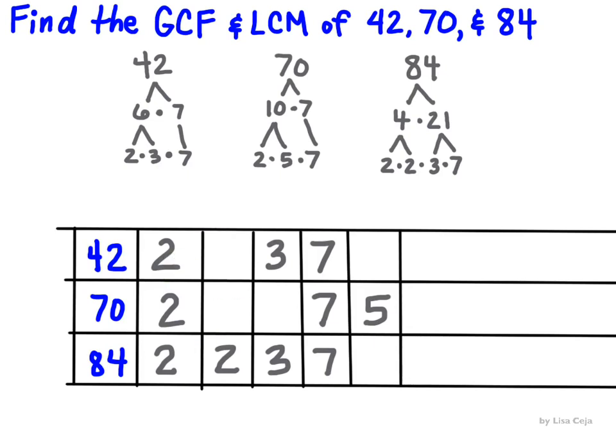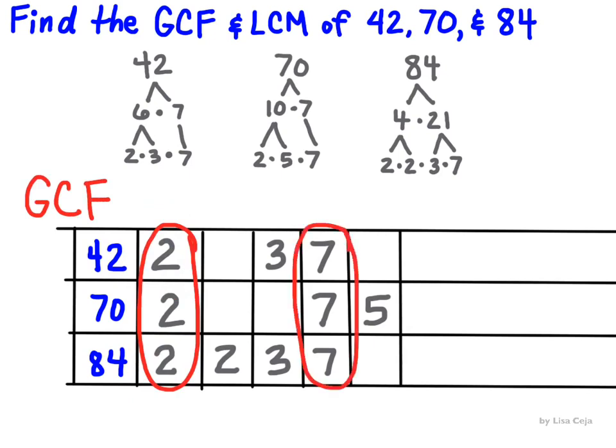All right, so how do we find GCF? It's really cool because what do they have in common? What do these 3 numbers have in common? Well, now it's very easy to see. It's going to be this column, they all have in common, and this column, these 3 numbers have in common. So what you do is for those factors of 2 and 7, you multiply them, and you get 14. So the greatest common factor of 42, 70, and 84 is 14.